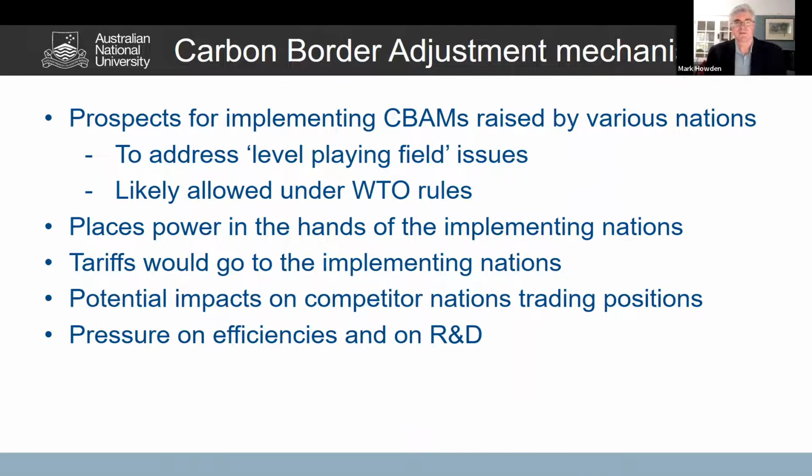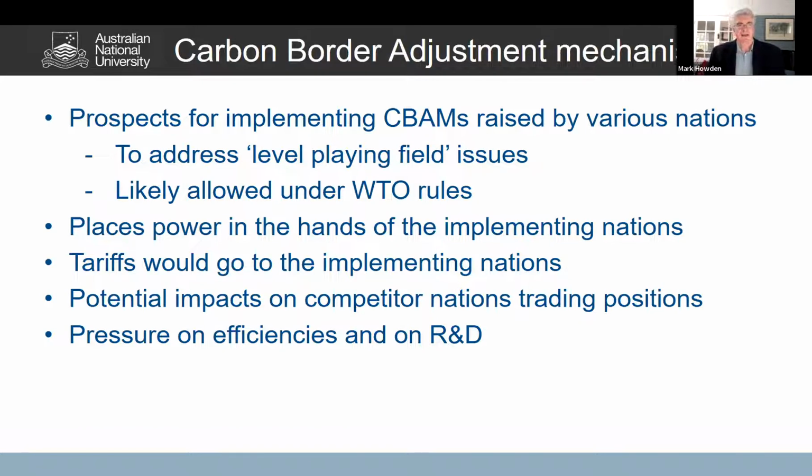So what this does, of course, is it's intended to level out the playing field, so that industries aren't disadvantaged depending on where they are. But of course, in the process, what this does is it puts a huge amount of power in the hands of, say, the EU, when they're thinking about establishing these border adjustment mechanisms, depending on what commodities they apply this to and what rate they apply it to, and all of the details about the agreements.